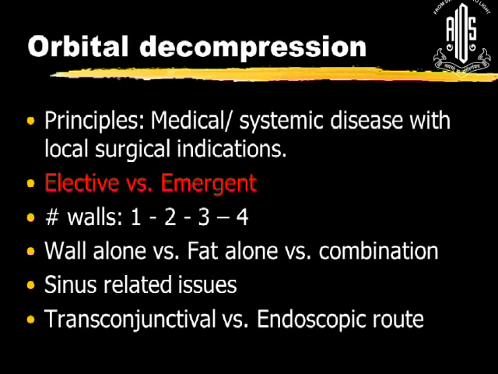It does not always work, but there's a role for it as well. Okay? So decompression can be done as an elective procedure, which is a lot of patients, or very rarely as an emergent procedure. We've got compressive optic neuropathy, not a candidate, and the patients don't have time for immunosuppression as well. And you can do 1, 2, 3, or 4 walls. And standard teaching used to be that 1 wall is 2 millimeters of decompression, 2 millimeters of proptosis reduction. It does not work that way, at least in my hands. Okay? You can either do a wall, which is bone alone, or fat alone, or more often than not, you do a bone and fat decompression.